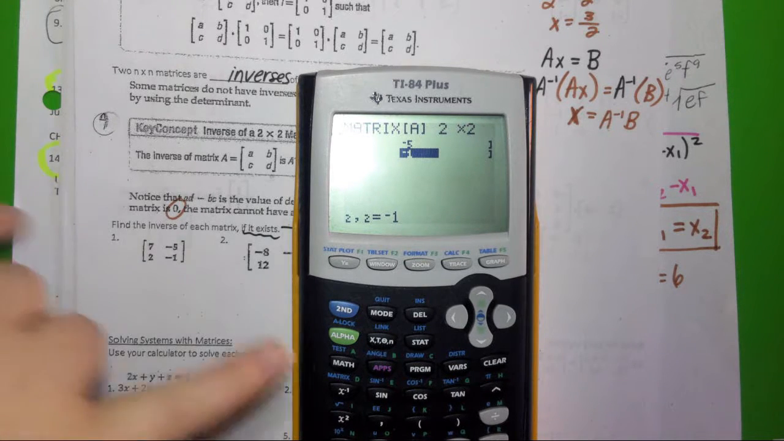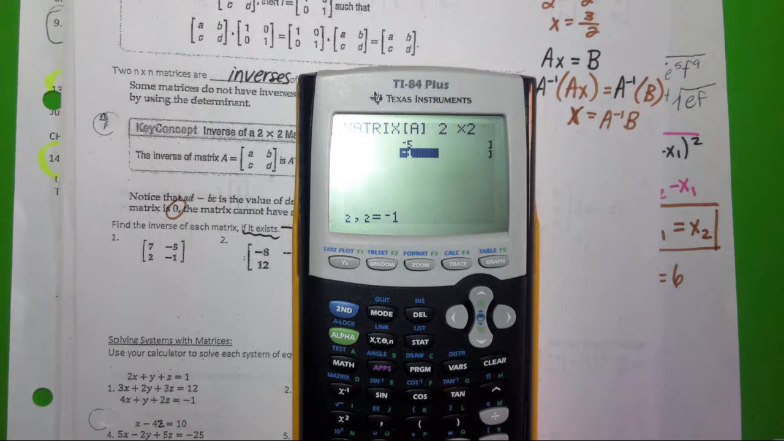You pressed second matrix. You went over to edit. You went to A. You did 2 by 2. 2, enter, 2, enter. Then 7, enter, negative 5, enter. Just press enter every time. Two, negative 1. Okay, once you have matrix A typed in, let's go ahead and be overachievers.